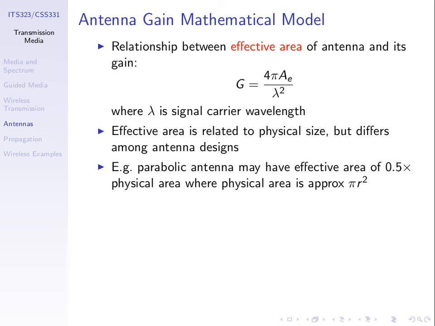So the gain is equal to 4 pi times the effective area of the antenna, something to do with the size of the antenna, divided by the wavelength squared. So the gain depends upon the size of the antenna and the frequency that we use in the signal being transmitted by that antenna.